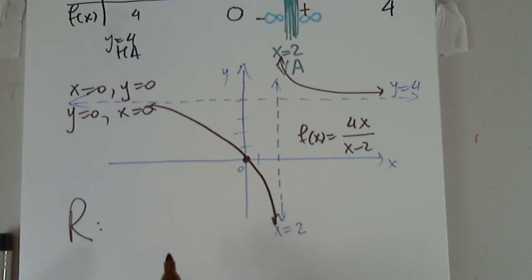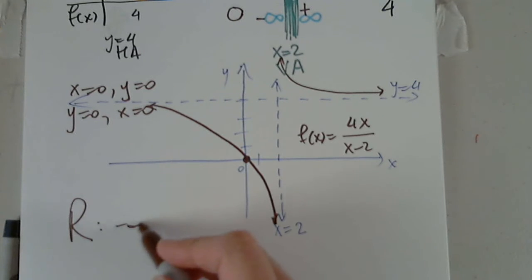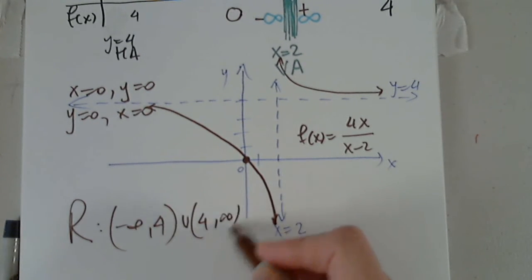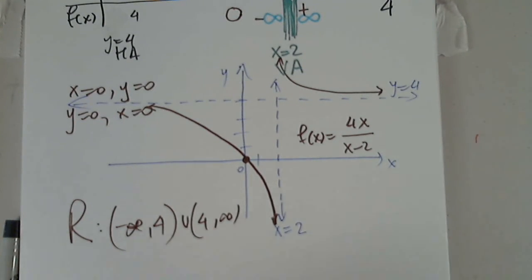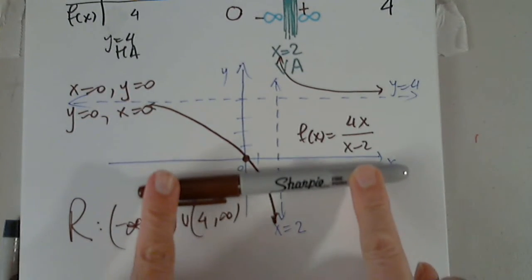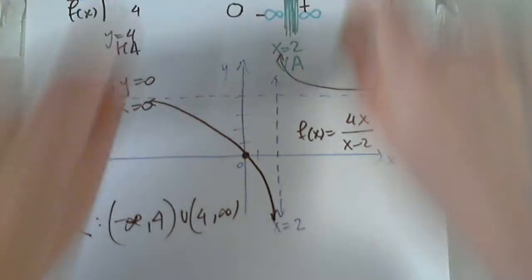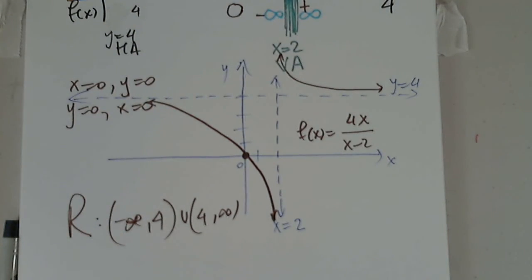Do we know the range? Negative infinity to 4, union 4 to positive infinity. That's it. Very clear. Type 2 is even easier than type 1. So let's move on to type 2.